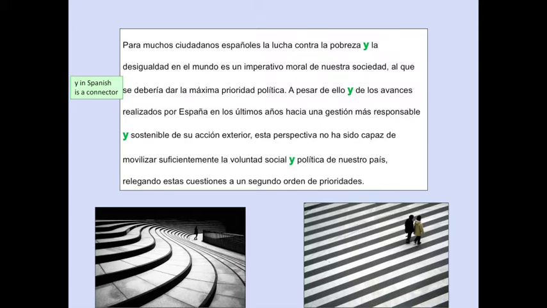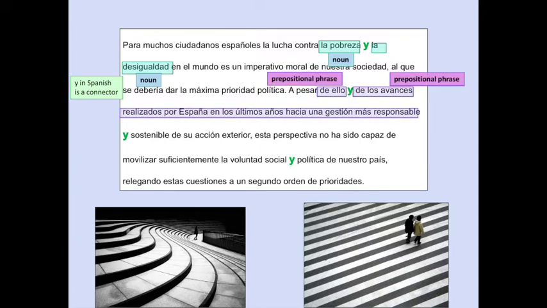In the first sentence, we have two nouns on each side of the connector. Then, two prepositional phrases, followed by two adjectives, and in the last sentence, two nouns. You'll see that the same structure is used on each side of the connector E.